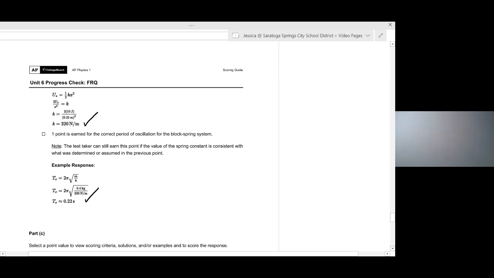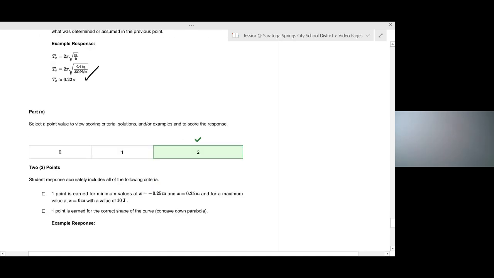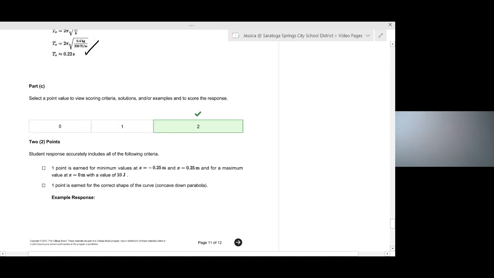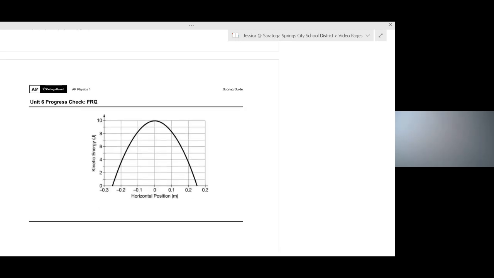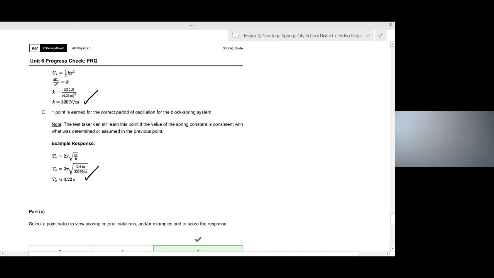Now part C was the graph, I'm pretty sure. We get 1 point for a minimum value at negative 0.25 and 0.25, which I did. It was 0, and a value of 10 at 0 meters. And then the last point is earned for the shape. So I get a concave down parabola, and this is essentially what I drew. You could lose that last point if you drew straight lines instead of a parabola, right? And that is the end of this problem.